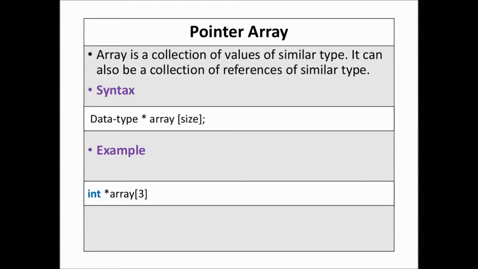For example, if we want to declare a pointer array with 3 elements, then we write int *array and into the brackets 3. Here int is the data type of this array. Array is the name of this array, and the bracket tells us that this array contains three values in it, and the star before the name of the array indicates that this is an array of pointers. So each element of this array is also a pointer.